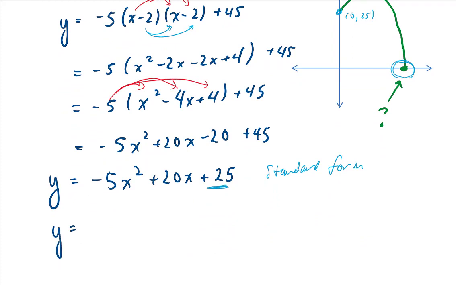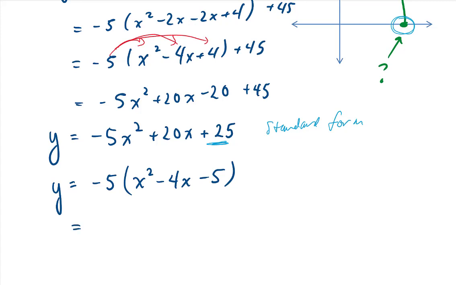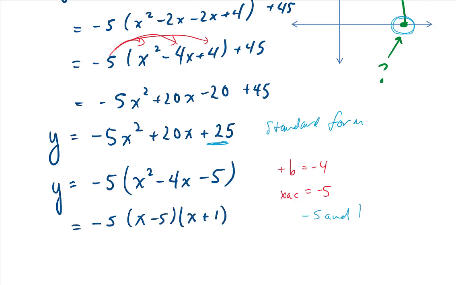So first step of factoring, take out the common factor. So we take out negative 5 and we get x squared minus 4x minus 5. Next we need two numbers that add up to negative 4 and multiply to negative 5. So those two numbers are negative 5 and 1. Since the a value is 1, we don't need to break up the middle term. We can write this as negative 5, x minus 5, x plus 1.